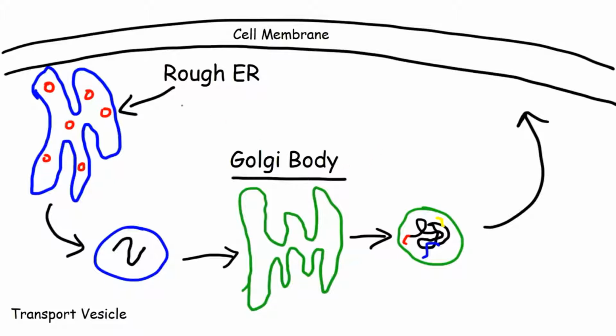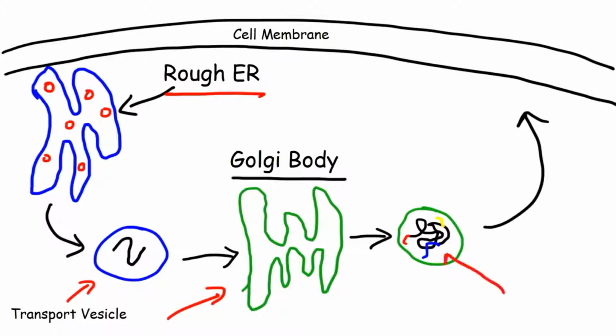And so the protein begins at the rough ER because that's where the ribosomes are. And remember, ribosomes, their job is to make proteins. So the protein leaves the rough ER by means of a transport vesicle. And you can see the protein inside of this vesicle. And it goes to the Golgi body for processing and modification.